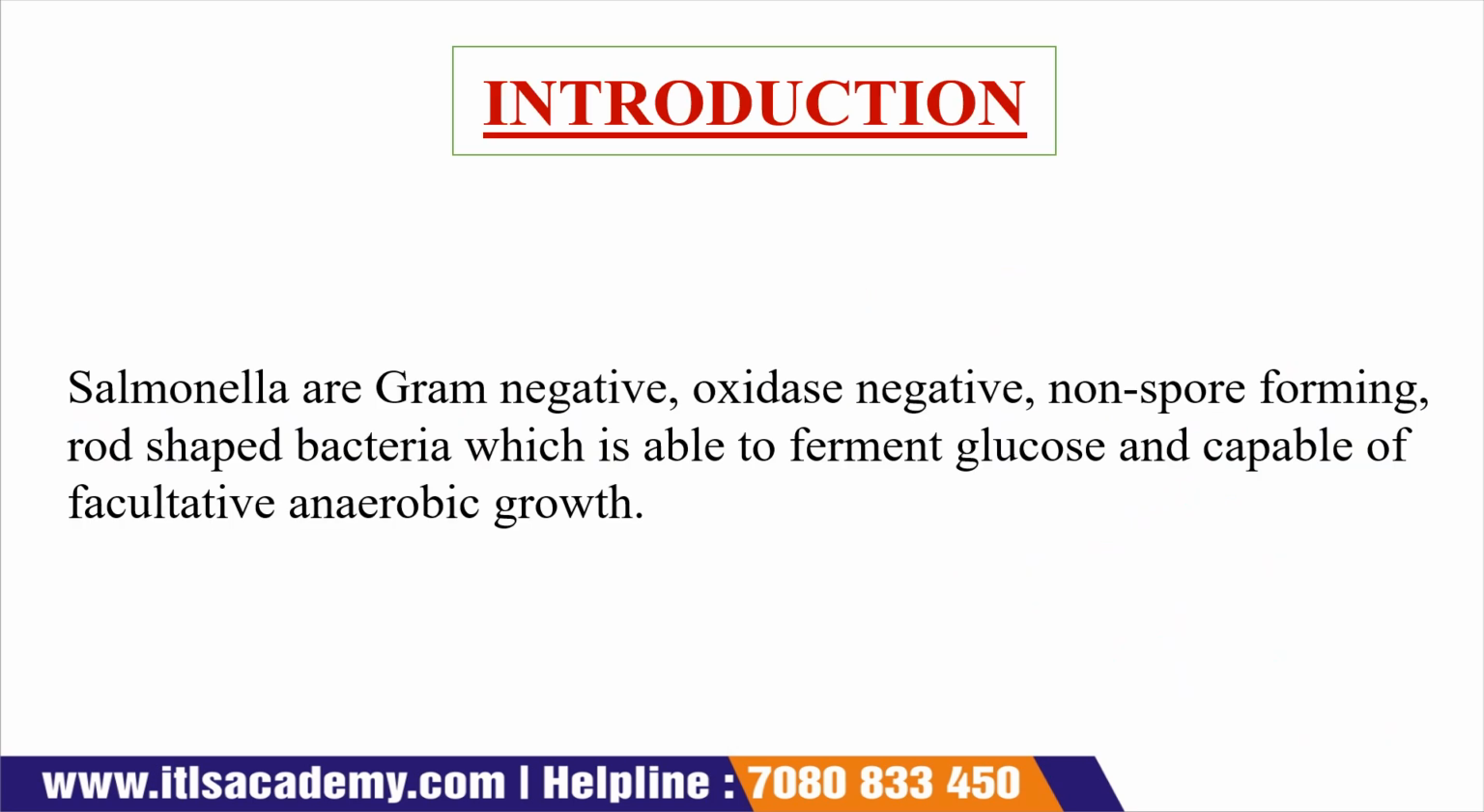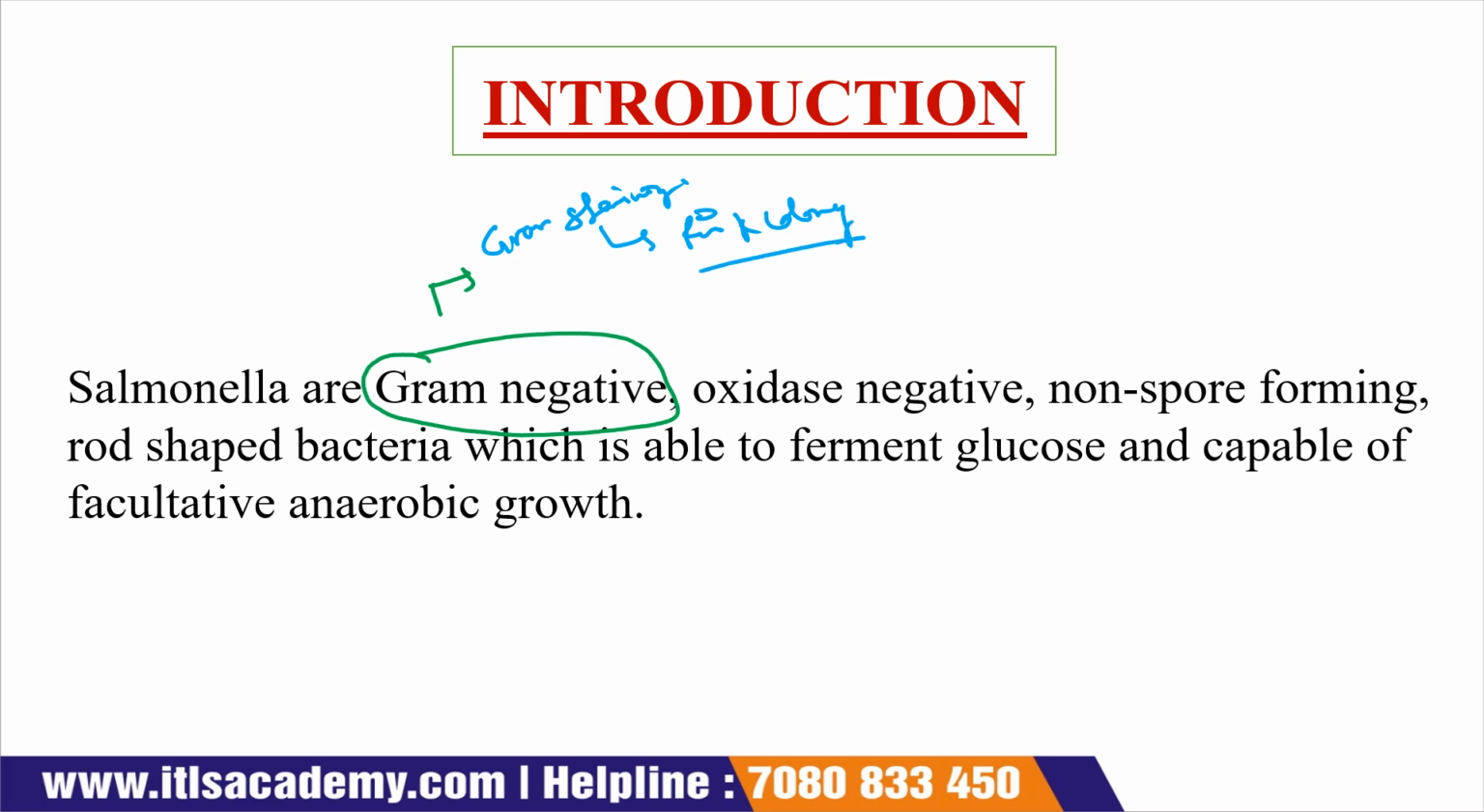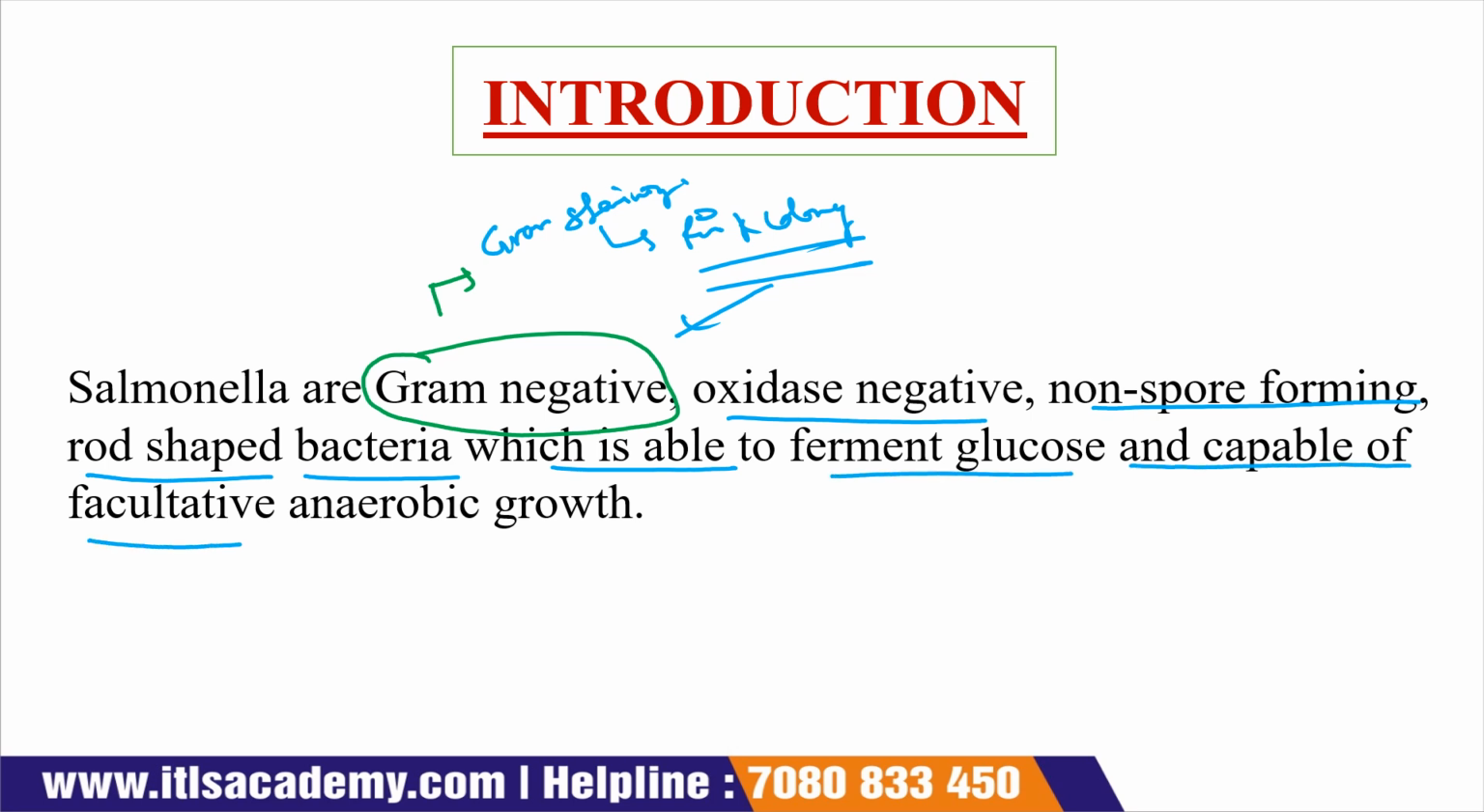Introduction. We all know that Salmonella is a gram negative bacteria. That means that when we perform a gram staining, it will give a pink colony. That's why it is called a gram negative bacteria. It is also an oxidase negative, non-spore forming, rod shaped bacteria which is able to ferment glucose and capable of facilitating anaerobic growth. This is the introduction of today's lecture.